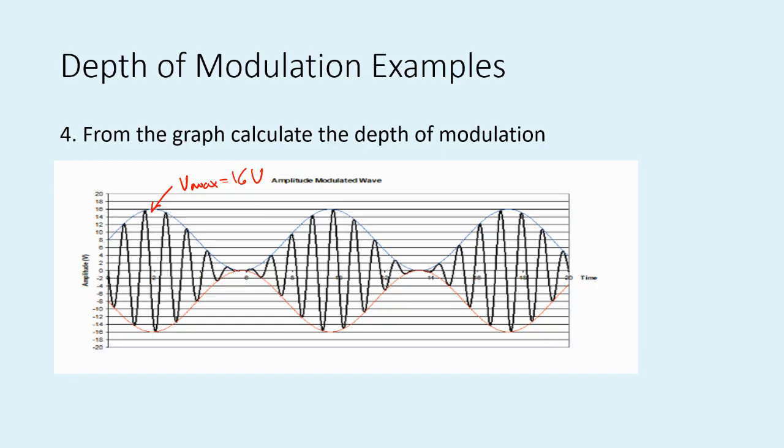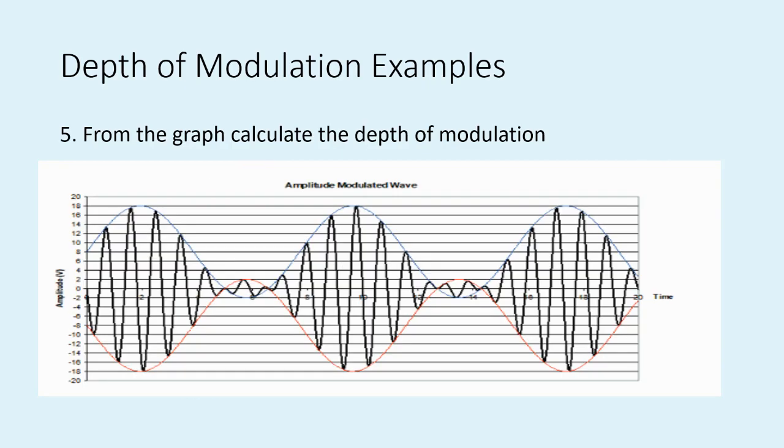Vmax is 16 volts. Vmin in this case is 0. So we've got the difference, 16 minus 0 over the sum, but 0 plus or minus 0 is the same. So we've got 16 over 16, which is 1, times 100 is 100%. So this is why we call this 100% depth of modulation. So last one. Let's have a look at the over-modulated one. Again, I would encourage you to pause, have a go at this yourself.